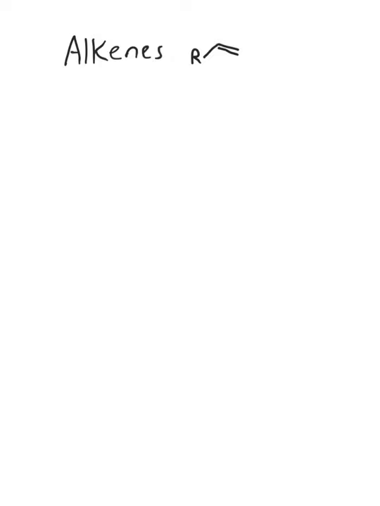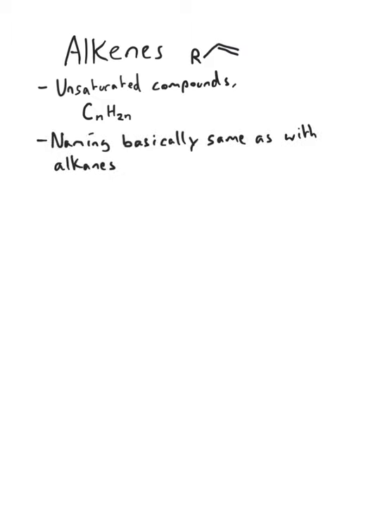This video is on naming alkenes. Alkenes are unsaturated compounds with carbon-carbon double bonds. Naming them is very similar to naming alkanes, except there are a few additional things to take into account.